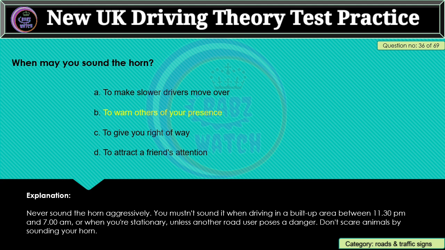Explanation. Never sound the horn aggressively. You mustn't sound it when driving in a built-up area between 11:30 p.m. and 7 a.m., or when you're stationary, unless another road user poses a danger. Don't scare animals by sounding your horn.